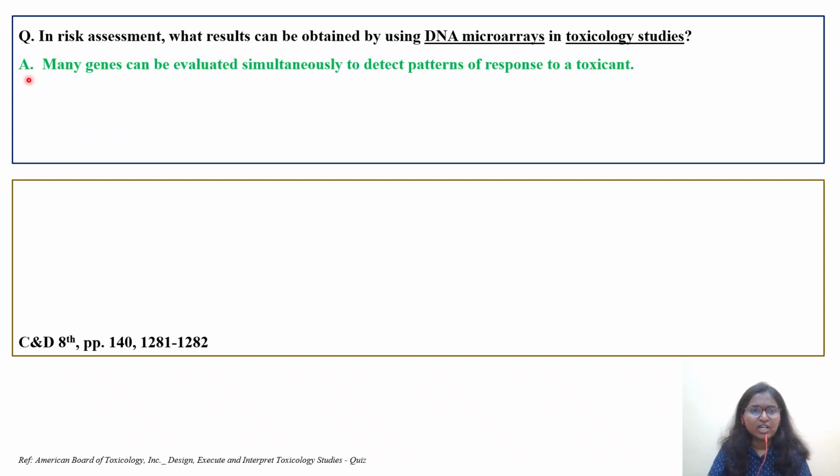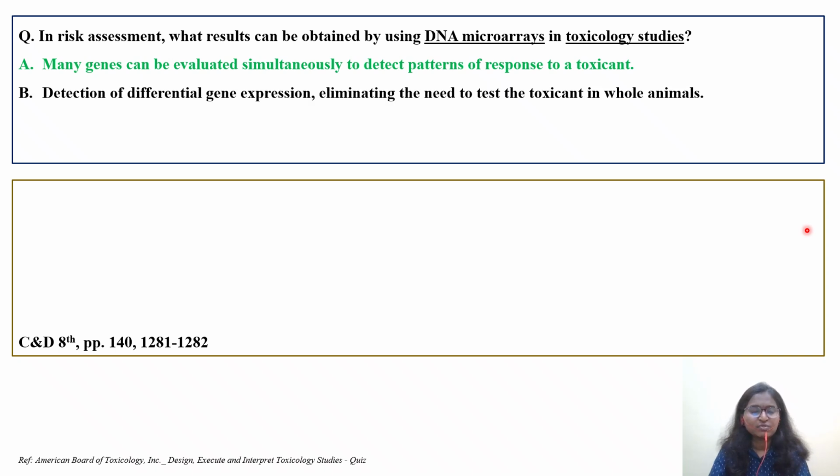We have option A: many genes can be evaluated simultaneously to detect the patterns of response to a toxicant. So how a toxicant is responding to the test system, you will understand the patterns by reading many genes simultaneously, because thousands of genes will be there. All of this can be done in a single DNA microarray assay, and you will get patterns of response from this kind of assay. So what is the second option we will see?